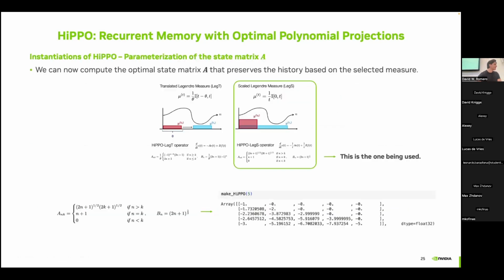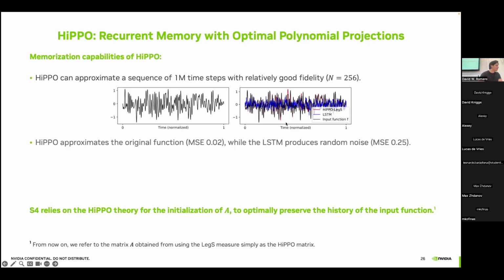For instance, here I'm showing you some signal that we want to approximate, and they use these kinds of approximations to approximate this signal, which has 1 million time steps. If you use an LSTM for this, you basically can't. And if you use this HiPPO-LegS formulation, you can get a much better approximation. The error is 0.02 for HiPPO and 0.25 for an LSTM, which is not random, but it's not very good, right?